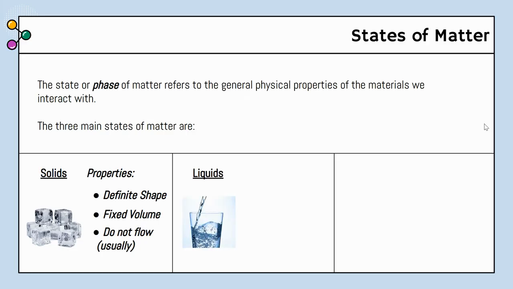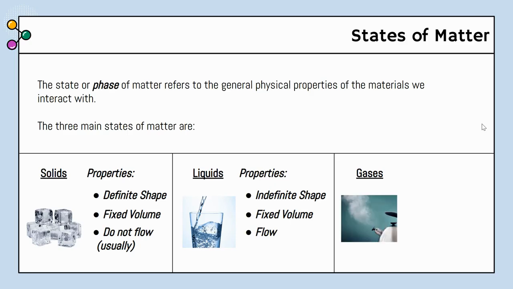Liquids, however, like say liquid water, their properties are slightly different. They do not have a defined shape. They fit the shape of the container that they're in. They do have a fixed volume, though. The same amount of water will always take up the same amount of space. And as we would expect, liquids also flow. They move just based on the force of gravity, and if you reorient them, they're going to change shape and flow. Gases are our last state of matter.